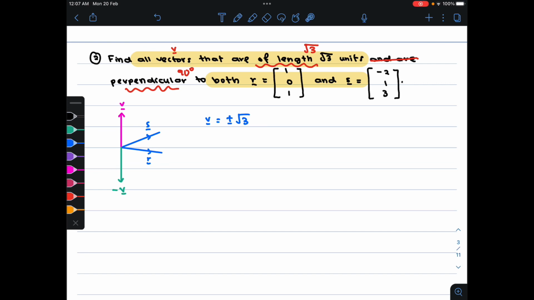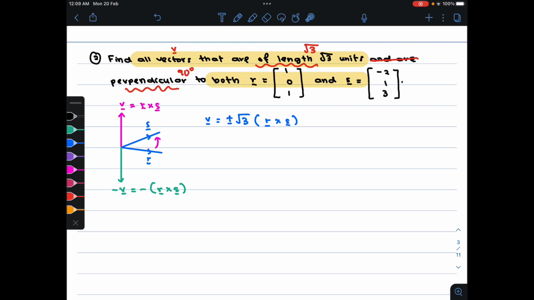So this means that these two vectors, V and negative V, is set 3 unit times the vectors perpendicular to both R and S. So we know that the vector that is perpendicular to R and S is vector V, which is R cross S, and therefore negative V is negative R cross S. So this means that we're going to write down R cross S.